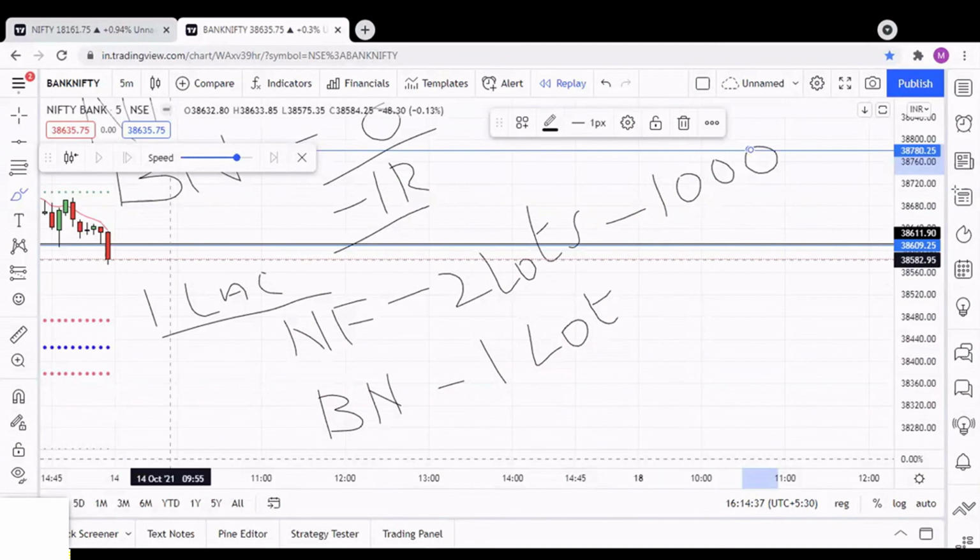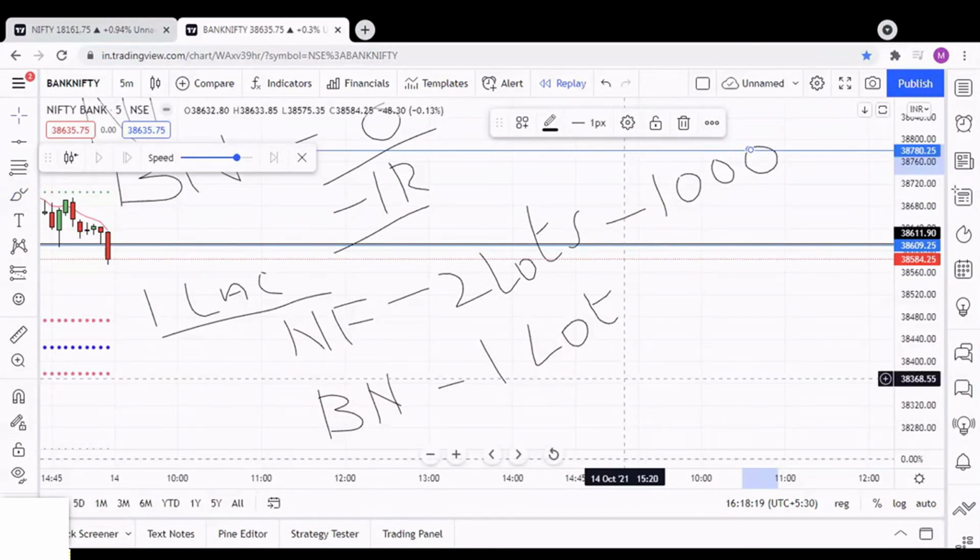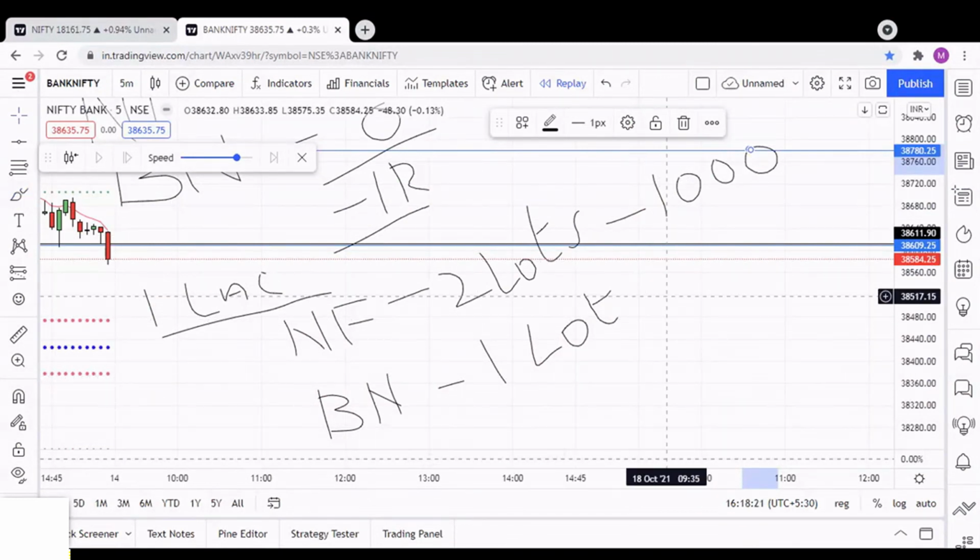I will explain about this in detail in my upcoming videos about risk management and position sizing.